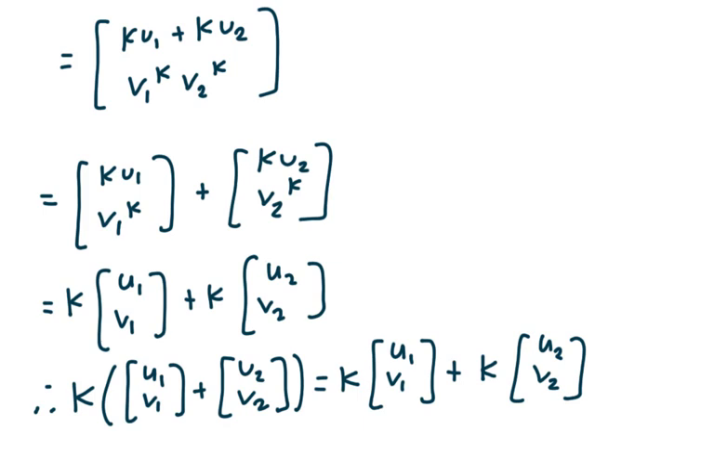And this is the column vector ku1, v1 to the k, plus the column vector ku2, v2 to the k. But this is equal to k times the column vector u1, v1, plus k times the column vector u2, v2. And thus we have shown that k times, in parentheses, the column vector u1, v1, plus column vector u2, v2, is k times the column vector u1, v1, plus k times the column vector u2, v2. So we've shown that.